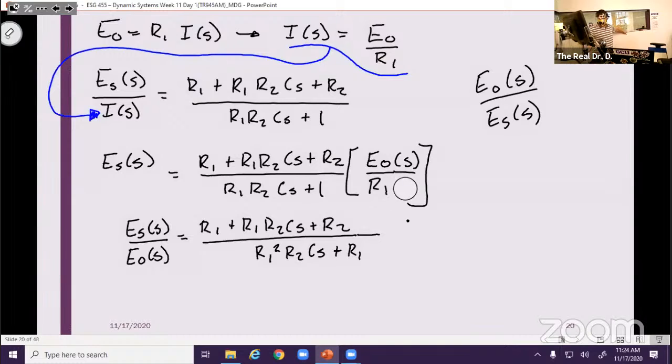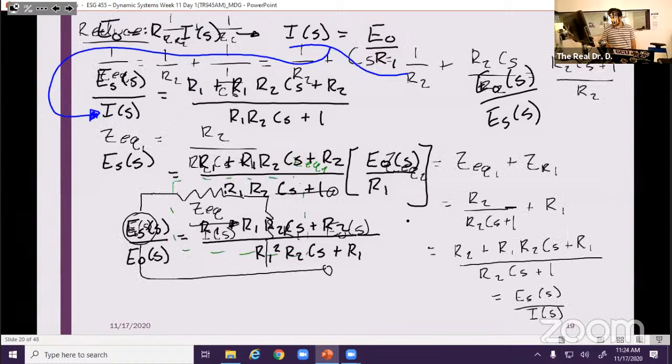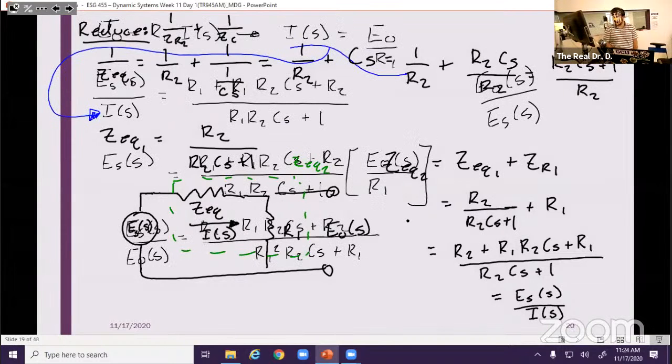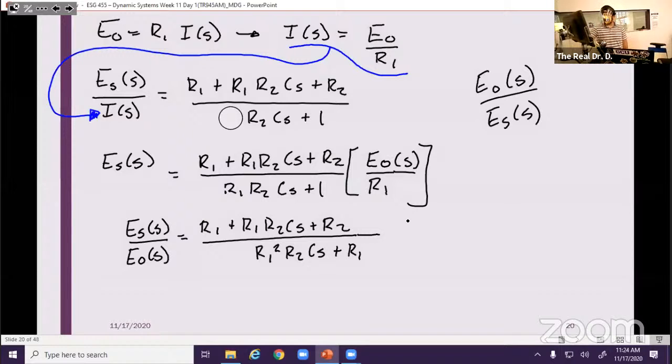You mean this one right here? This one? This one right here? Did I accidentally put an extra R1 in? Potentially. Yeah, looks like I did. Okay, so this one's not supposed to be here either. That makes so much more sense now. There's only one R1 in the bottom. Okay, Sean caught it. I apologize.